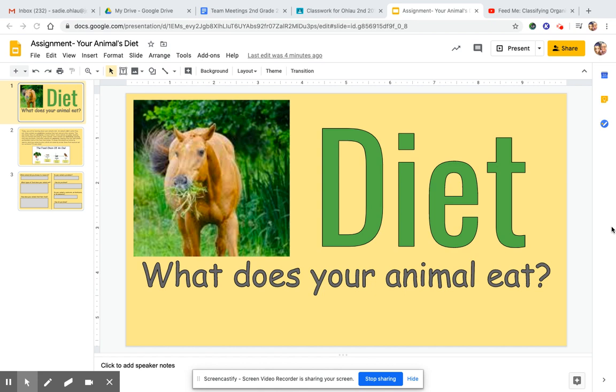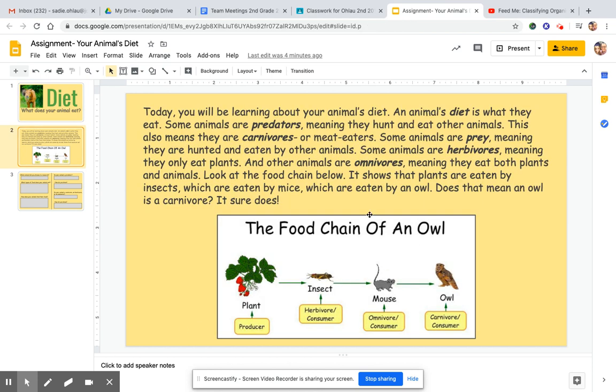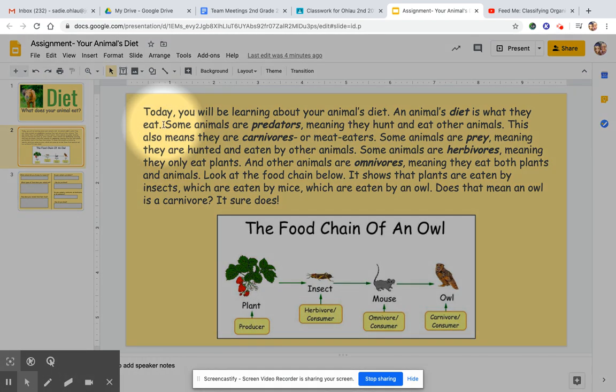That means, what does your animal eat? Just like in this picture, this horse has a mouthful of grass. We're going to learn about what your animal eats. On the next slide, you'll see this food chain of an owl. Okay, let's read this paragraph together.